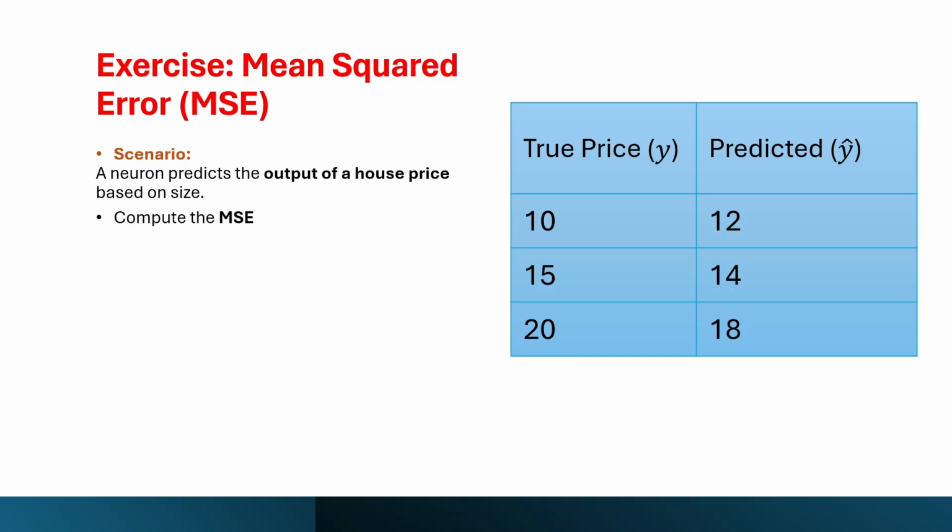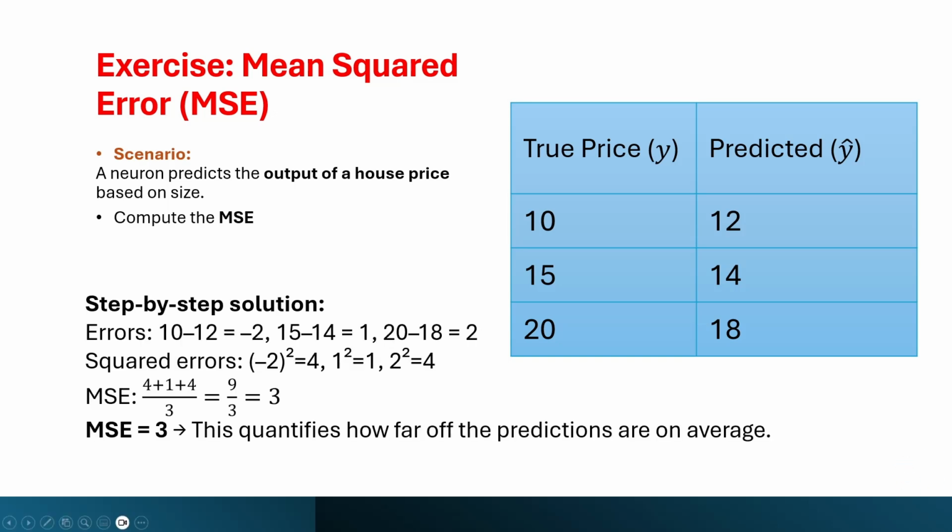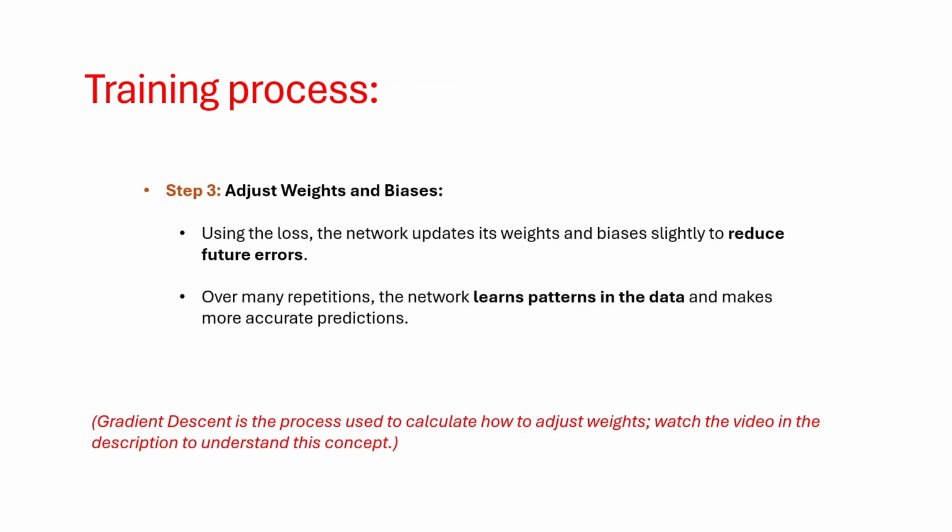Step 3. Adjust weights and biases. Using the loss, the network updates its weights and biases slightly to reduce future errors. Over many repetitions, the network learns patterns in the data and makes more accurate predictions. To understand how these weights are adjusted, I recommend watching the gradient descent video by 3Blue1Brown, link in the description. It keeps repeating the same process.